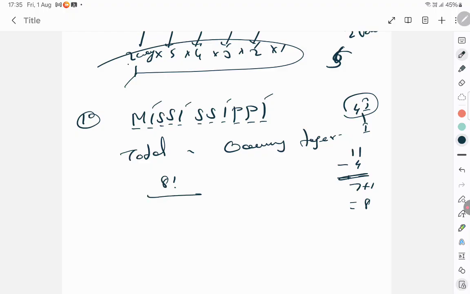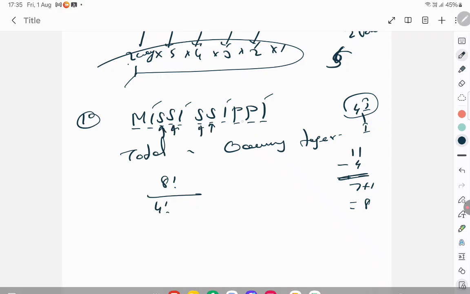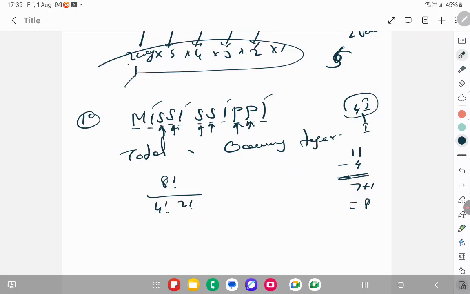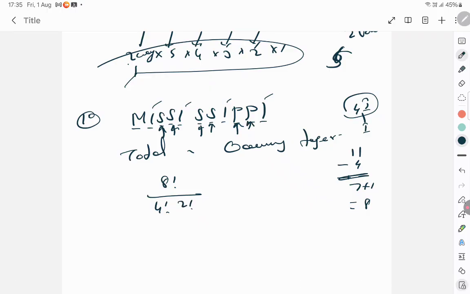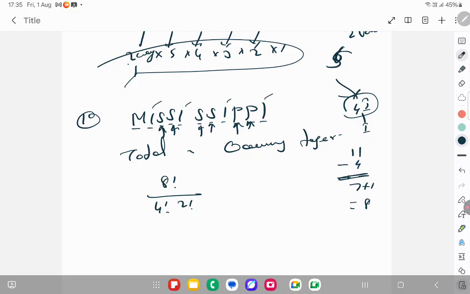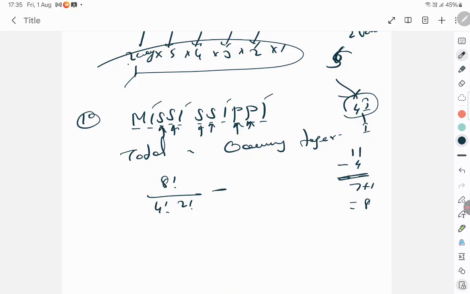Where all the 4 I's are treated as 1 I, so I'm not bothered about that repetition. But S is repeated 4 times, so I have to divide by 4 factorial. P is repeated 2 times, so I have to divide by 2 factorial. I is occurring 4 times, but I am considering it as 1 letter anyway. That is not the total, that's actually occurring together.